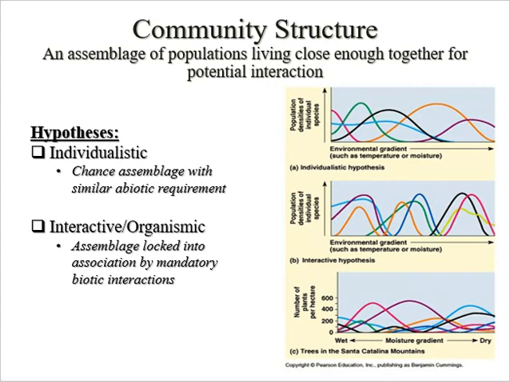This was created by a man named Henry A. Gleason. Gleason believed that a community was merely a fortuitous association of organisms whose adaptations enabled them to live together under the particular limitations of that environment. So these associations of organisms were more of just coincidence. It was by chance that they were able to associate with one another because they had those adaptations that enabled them to live together.